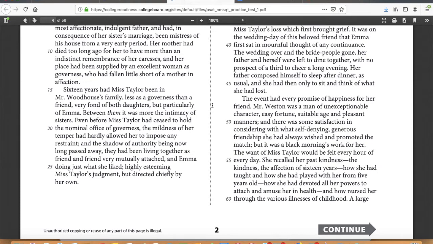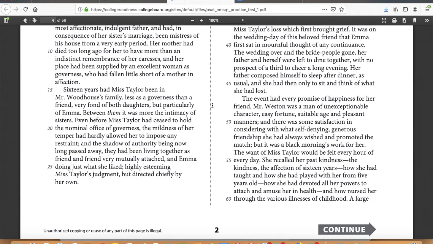Yes. Okay. So the mildness of her temper had hardly allowed her to impose any restraint. What does that mean, to impose any restraint? What does impose mean? To put upon, to force. Yes, to force any restraint. And to restrain means to hold back. So what does it mean here? What's the author saying? The mildness of her personality had hardly allowed her to impose any restraint. It means that she was so gentle that she barely would put any punishment on them. Yeah, she couldn't restrain Emma in any way. Absolutely. Does that make sense? Yes. Okay.